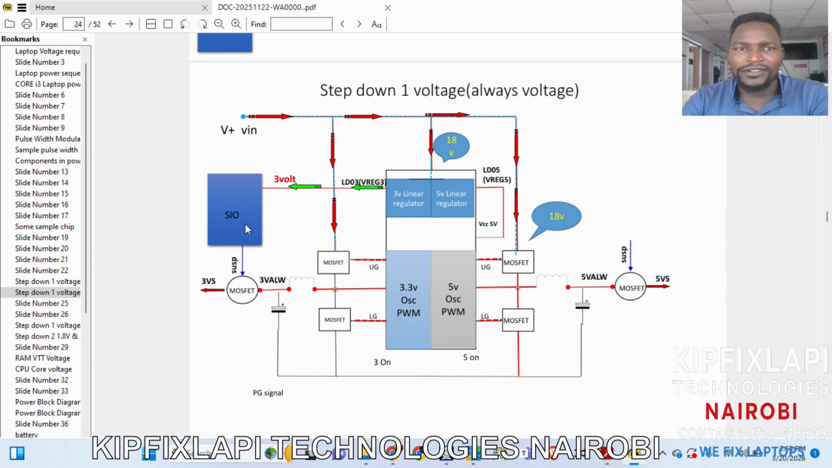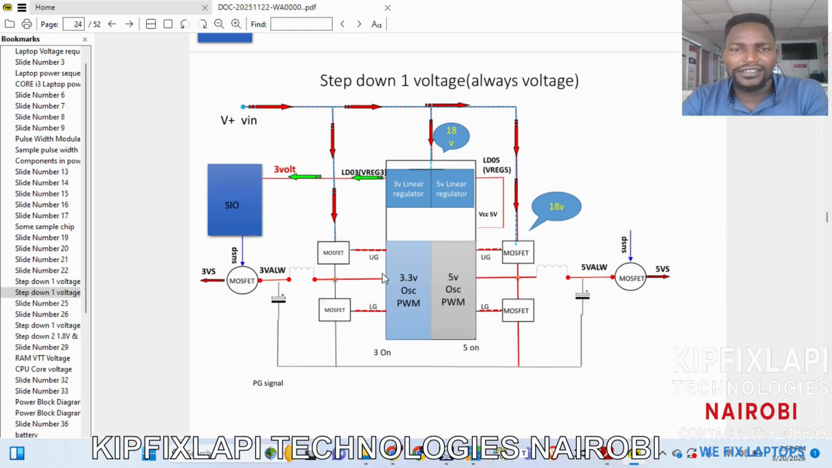Then from the super IO, the super IO can take over managing the power. Then you have the LDO5, whereby the 5.0 voltage is generated to be used by this IC. That's called the PCC 5 voltage. Then apart from that, you will have the 5 voltages which can be generated by this MOSFET and then sent towards the motherboard. That is the suspension 5.0 always.